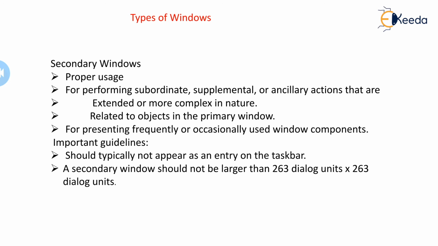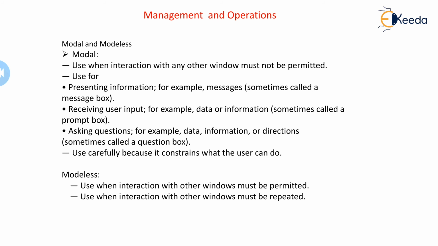One horizontal DLU, that means dialog unit, is equal to one-fourth of the average character width of the current system font. This is a device-independent unit of measure. So these sizes keep a window from becoming too large to display at most resolutions. Then the purpose is to perform a major interaction.